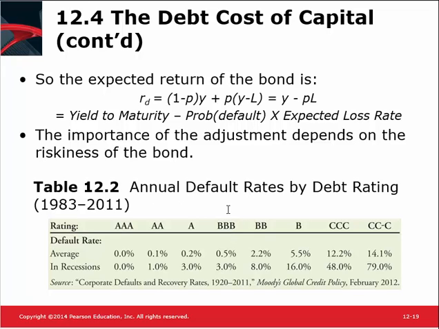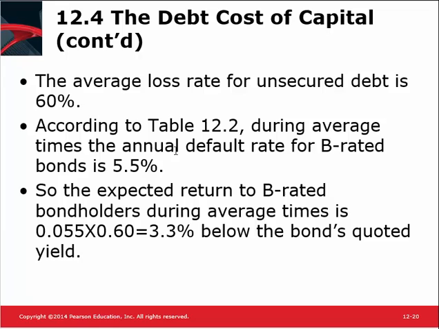They give us the annual default rates according to the debt rating. So again, on average, a AAA rated bond has a 0% default rate. But a B-rated bond has a 5.5% probability of defaulting. So how do you find out what the cost of debt is? Well, the yield to maturity minus the probability of default multiplied by the expected loss rate provides us with an estimate of this cost. So let's see how we can fit that in.